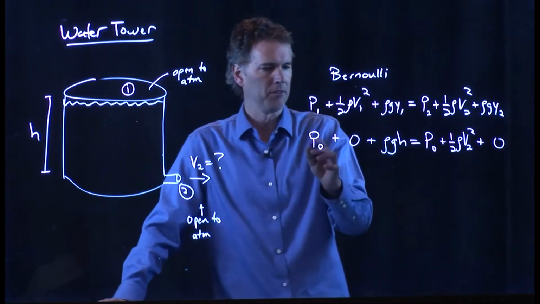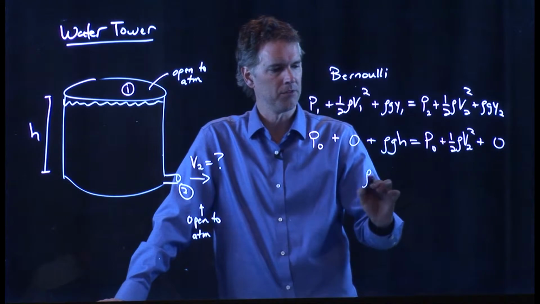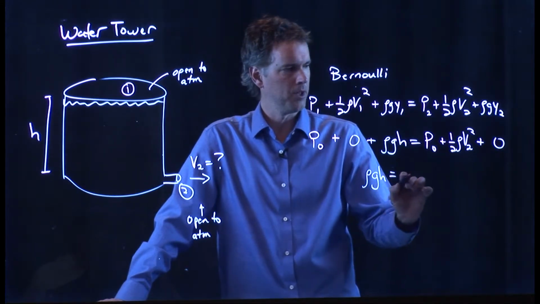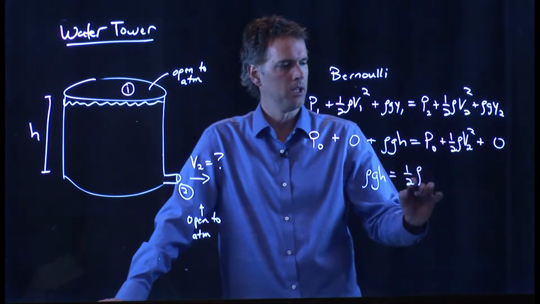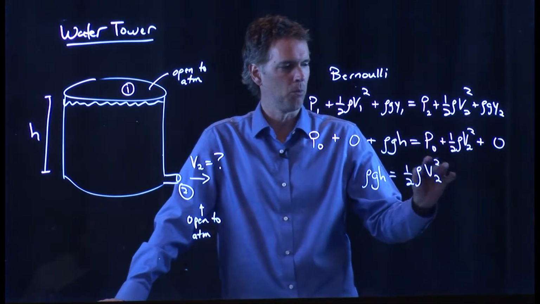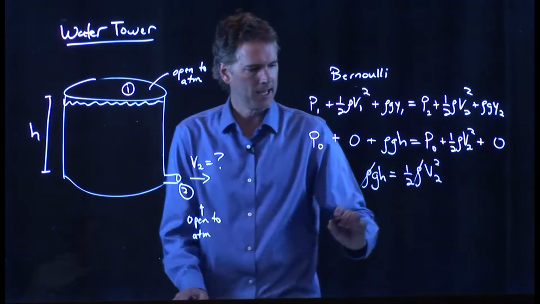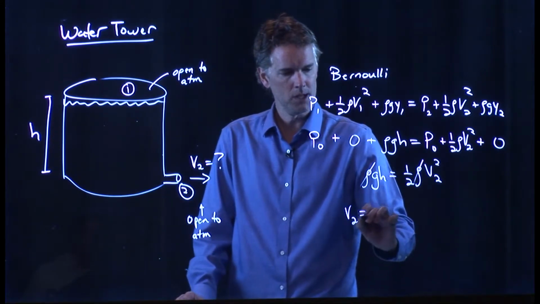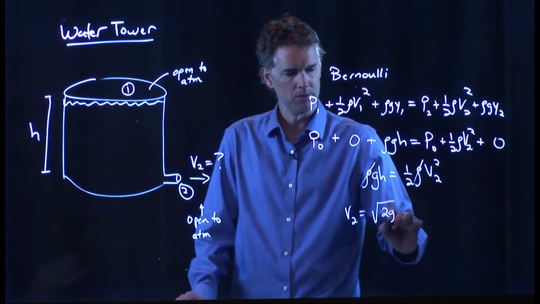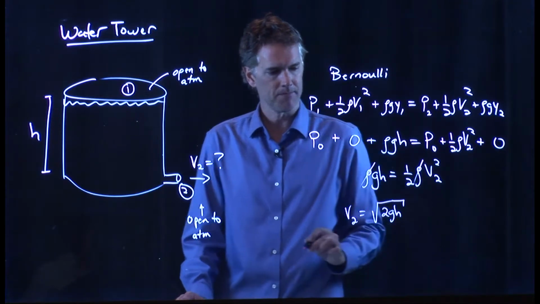And so now look what happens. The P0 is going to drop out on both sides. All I'm left with is rho g h equals 1/2 rho V2 squared. Rho cancels out, and I get V2 equals square root of 2gh.